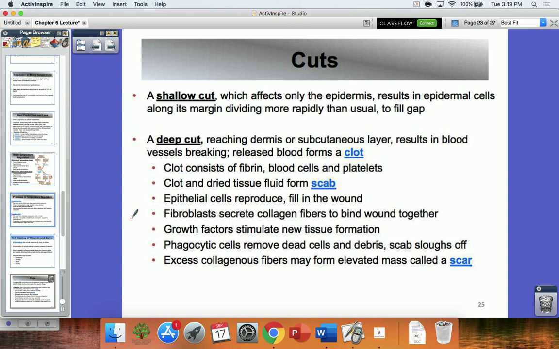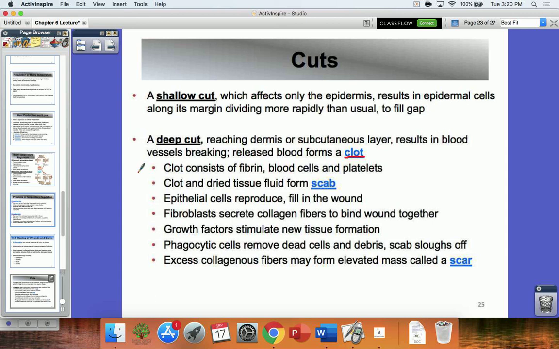But if there's a deep cut and we begin to bleed, then we'll have blood that's going to be released, of course. But eventually, it will start to clot. Okay? And that clot is going to consist of fibrin. And if you remember, those are fibers, a type of fiber, connective tissues. And also blood cells and platelets. Blood cells so that we can have nutrients that get there, platelets so that the clotting can continue. Eventually that clot is going to dry and we'll have a scab. We've all experienced this part so far. But then we want to start this healing process.